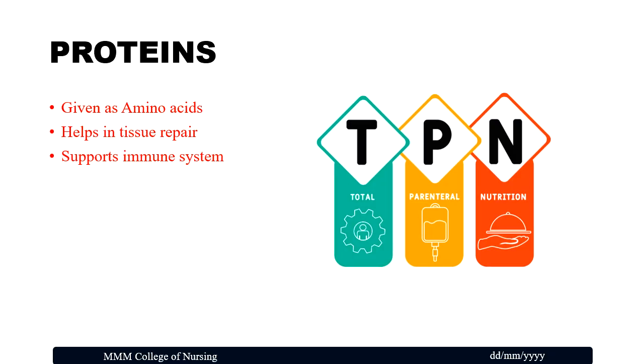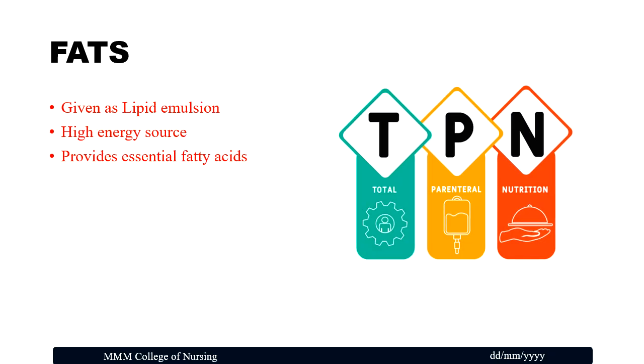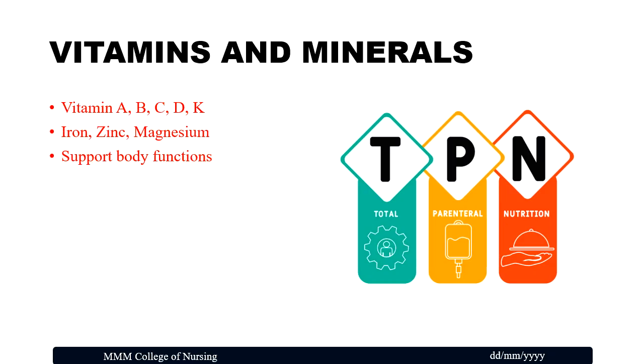What are proteins then? Proteins are given in amino acid form, help in tissue repair and also support the immune system. So they are important for healing wounds and maintaining the body tissues. What are fats? Fats are given as lipid solutions or emulsions. So they provide concentrated energy and prevent deficiency of essential fatty acids.